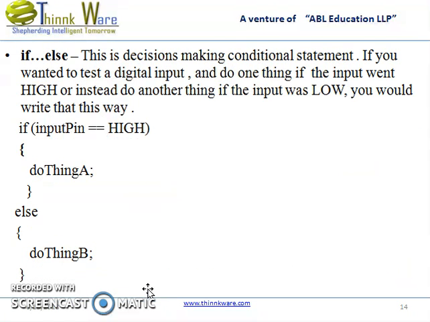If else. This is the decision-making statement. If you wanted to test a digital input and do one more thing if the input went high, or instead do anything if the input went low, you write this. If input pin is high, then do thing A, else do thing B. For example, if the room temperature is 40, then turn on the AC, else turn on the fan.